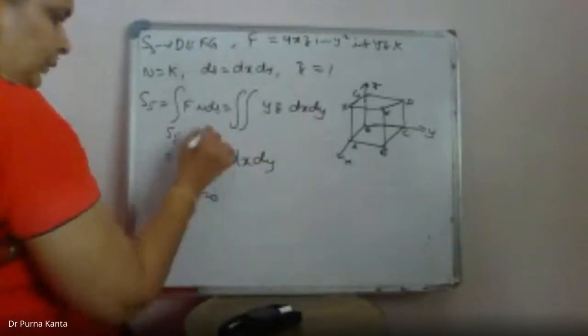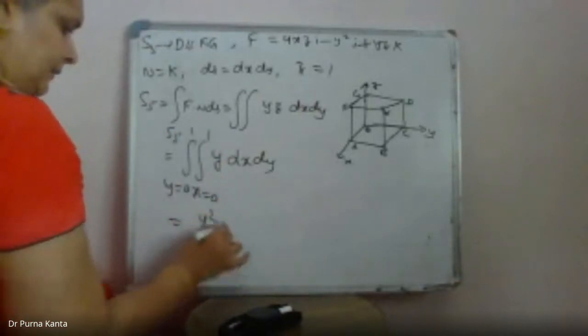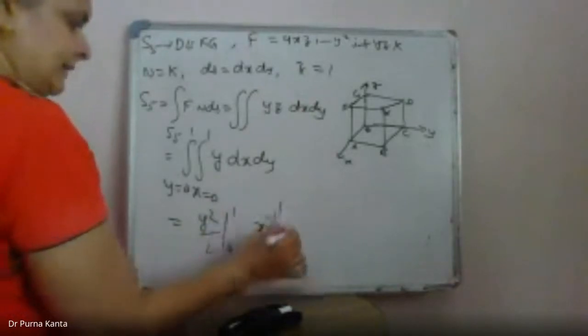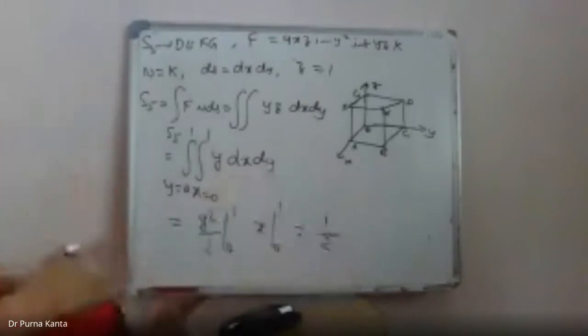X is from 0 to 1, y is from 0 to 1. Integral of y is y squared by 2 between the limits 0 to 1. Integral of dx is x between the limits 0 to 1. So the integral value is 1 by 2. Check your answer. It is 1 by 2. Yes, madam, 1/2.